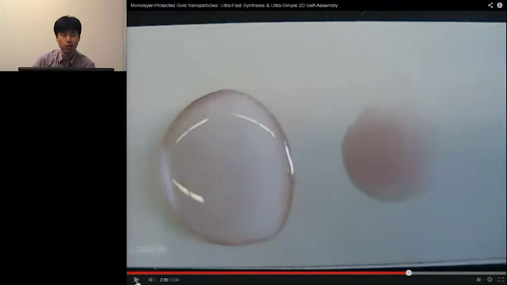Toluene's evaporation speed is much slower than that of hexane. Based on the different evaporation speeds of the medium, we will see how different the monolayer formation would be. The left drop has a medium of toluene and hexane, and the right drop has a medium of only hexane.